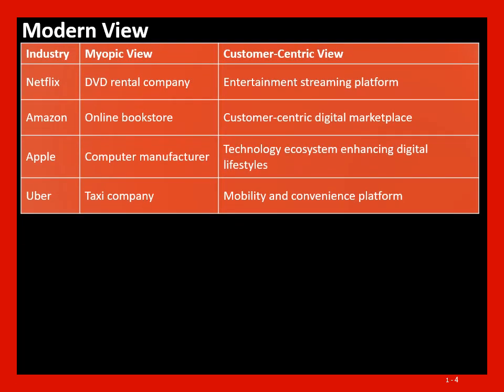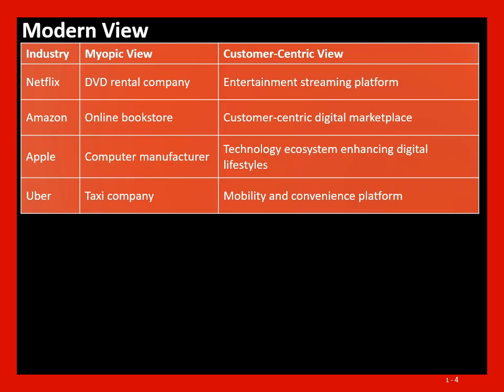Now the concepts and change, and we'll have a discussion on the modern view also, comparing marketing myopia and the customer-centric view. We can consider the example of Netflix, Amazon, Apple, and Uber. Netflix, from a marketing myopic view, we can say is a DVD rental company, but the customer-centric view is an entertainment streaming platform. This is how we can advertise and market.